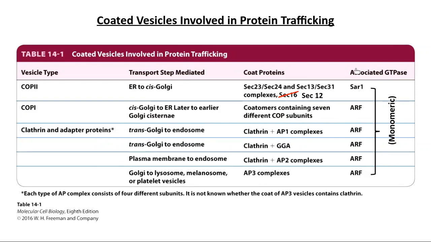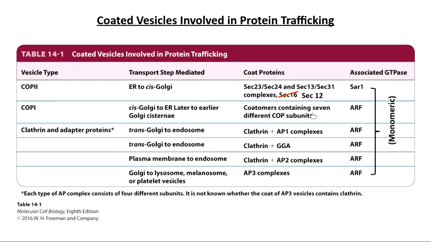But what about the retrograde transport? If the vesicle has to bud from the cis Golgi to ER or from the earlier Golgi compartments to the later Golgi compartments in the Golgi cisternae, what happens? The nature of the vesicle that forms is called COP1 coated vesicle. This COP1 coated vesicle has an associated GTPase called ARF. These are all monomeric GTPases, that is single unit. The ARF now recruits the coatomers containing 7 different COP units. We are not going to go into details of that. The main point is this one: it recruits 7 different COP subunits.